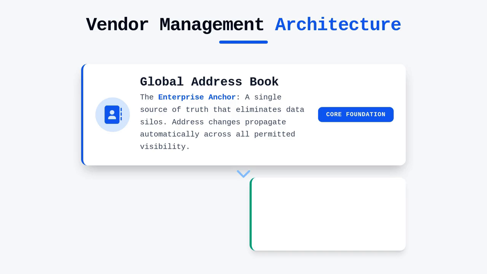Effective vendor management begins with the understanding that every vendor in the system is anchored to the global address book. This architecture ensures that contact information, such as addresses and communication details, remains consistent across the entire enterprise regardless of the legal entity. By leveraging the global address book, you eliminate data silos and ensure that a change of address in one location propagates where visibility is permitted.